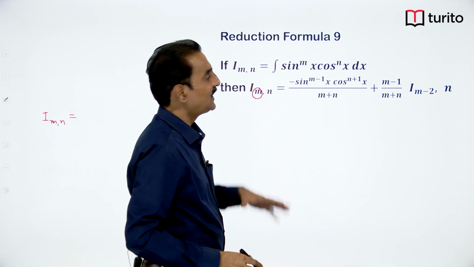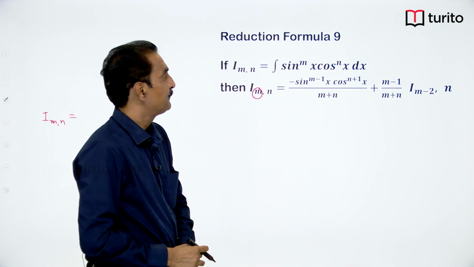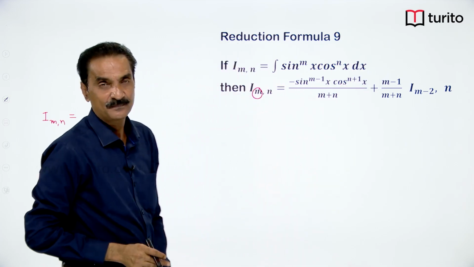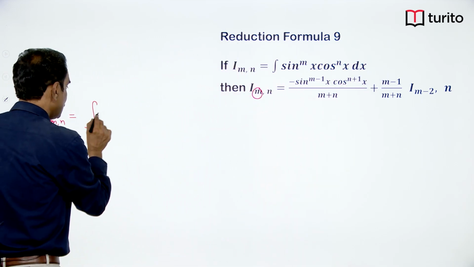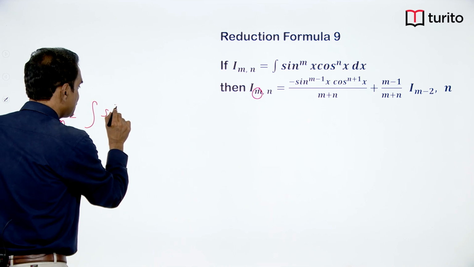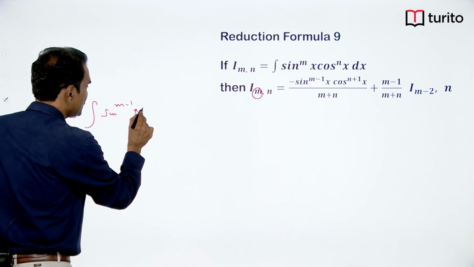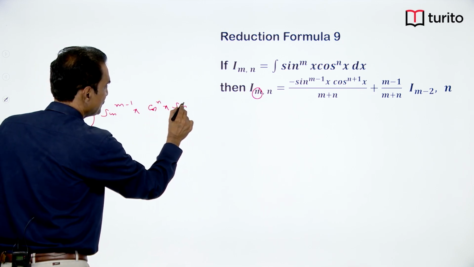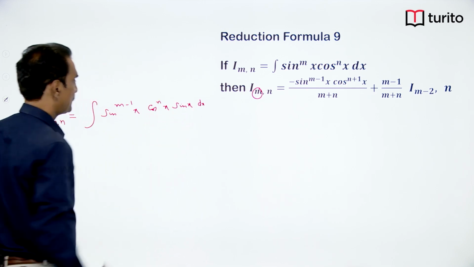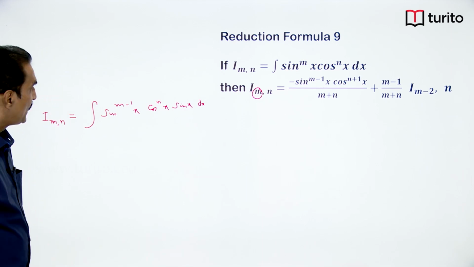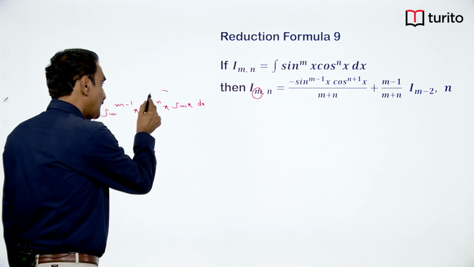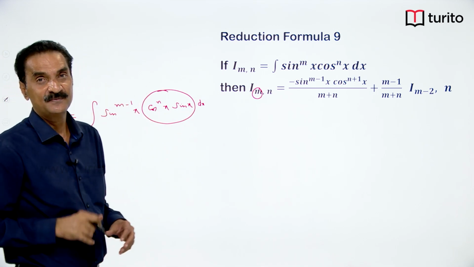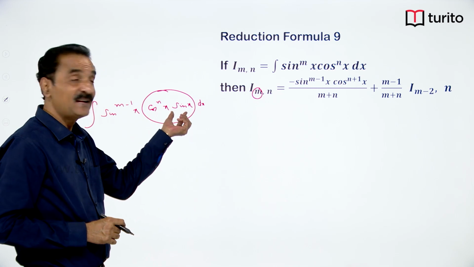Here you want to reduce m. So, let us separate one sin x from here. Write it as sine power n minus 1 x into cos power n x into sin x. Now, if you observe this part, cos power n x into sin x, you can integrate because the derivative of cos x is minus sin x.